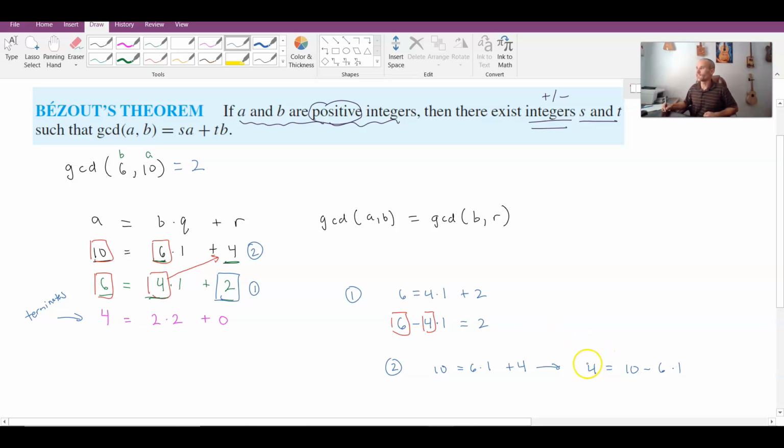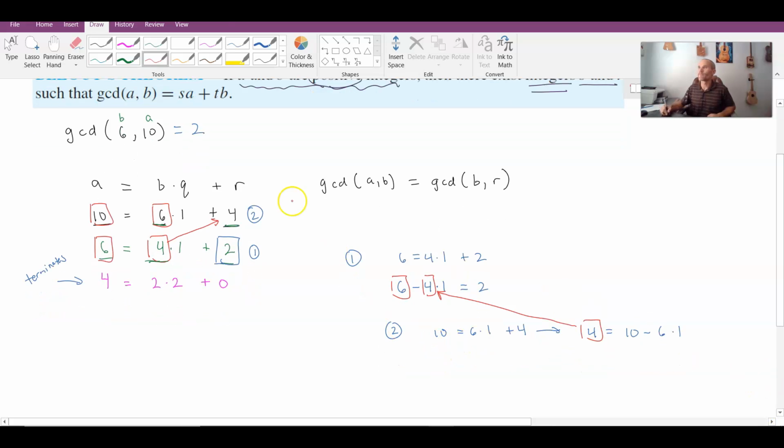I'm not leaving it as 4 equals 4. Instead, I'm going to take this 4 and replace it in this equation right here. The reason I'm doing that is because I want to work backwards so that my equation is only a function of the 10 and the 6. So we take this expression right here, 6 minus 4, where 4 is equal to 10 minus 6 times 1, and that's being multiplied by 1. I know that equals 2, because all I've done is create a substitution there.